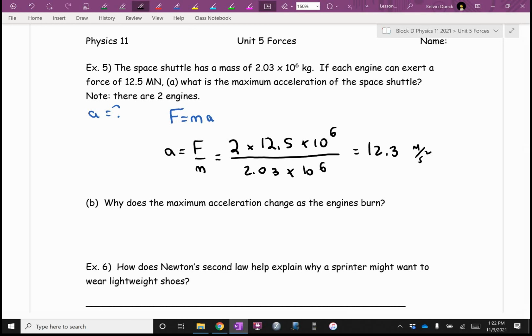I heard that astronauts pull like 5 or 6 or 7 Gs. I looked these numbers up. These are from the Space Shuttle specs. Have they been lying to us? Do astronauts not pull 5 or 6 Gs? B, turns out, why does the acceleration change as the engines burn? The maximum acceleration is actually just before they shut the engines off, not while they're on Earth. Why?